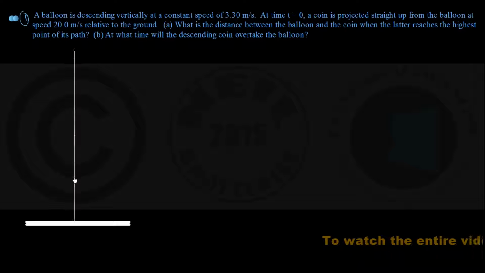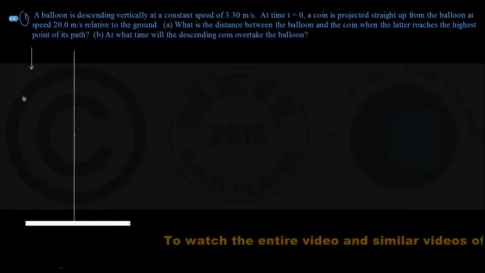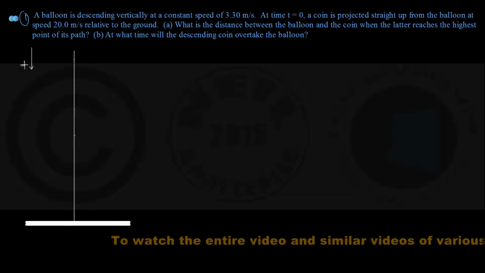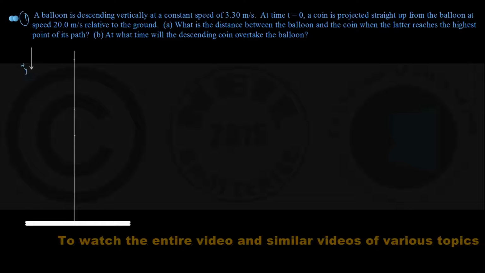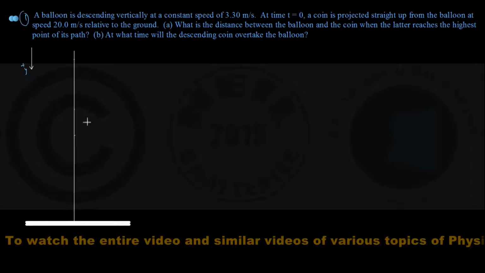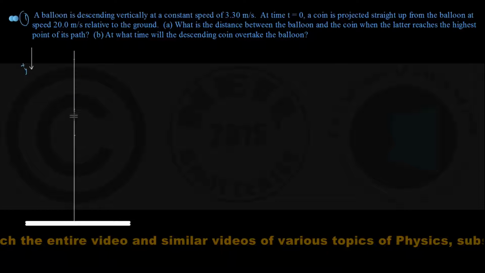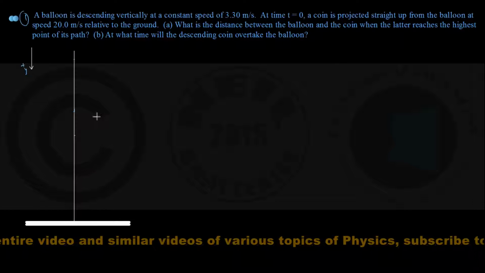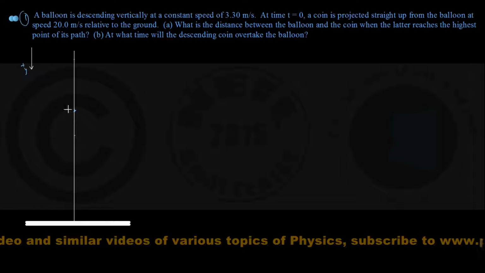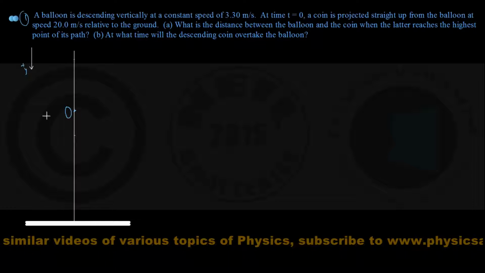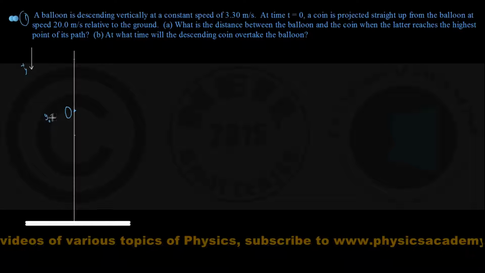As you can see here, the motion of the balloon and the coin projected from it remain confined in a vertical straight line, which I am showing here. And let me choose my positive y direction, that is vertically downwards. I show it separately. And the initial position of the balloon from which the coin is projected, I take that to be the origin of the coordinate system here. So this is the point whose y coordinate is equal to 0.